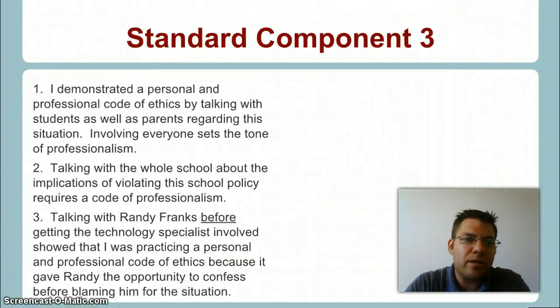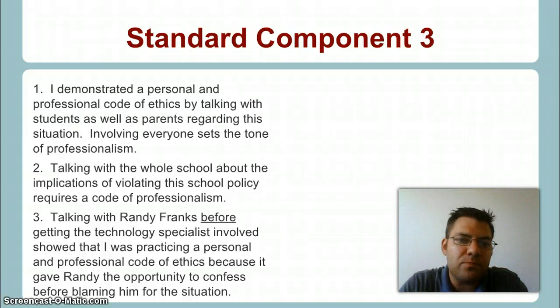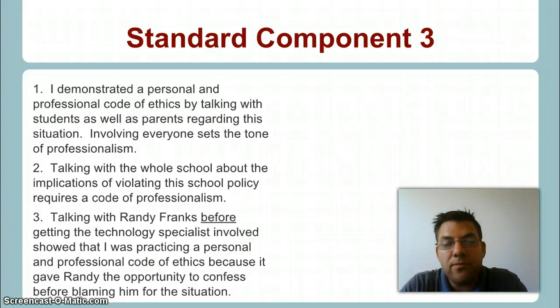I demonstrated a personal and professional code of ethics by talking with students as well as parents regarding the situation. Involving everyone sets the tone of professionalism. Talking with the whole school about the implications of violating the school policy requires a code of professionalism as well. And talking with Randy Franks before getting the technology specialist involved showed that I was practicing a personal and professional code of ethics, because it gave Randy the opportunity to confess before blaming him for the situation.